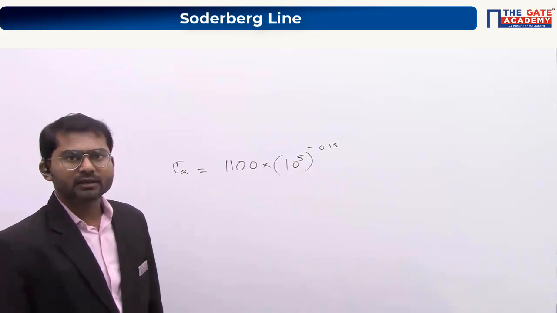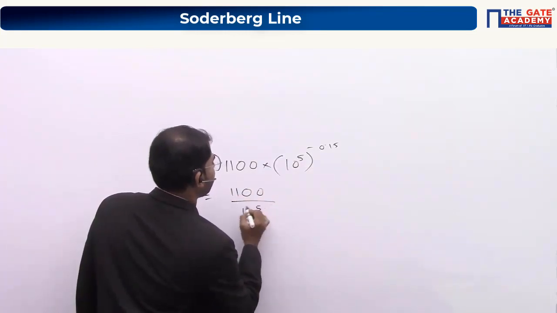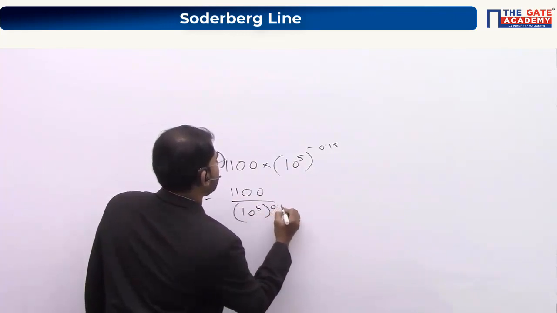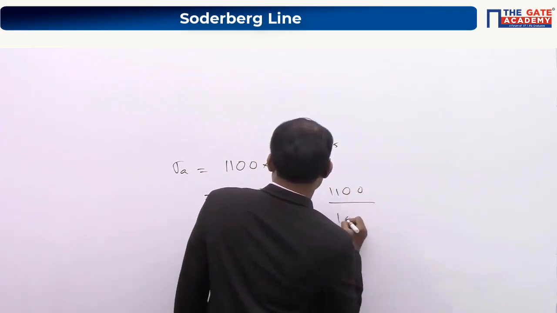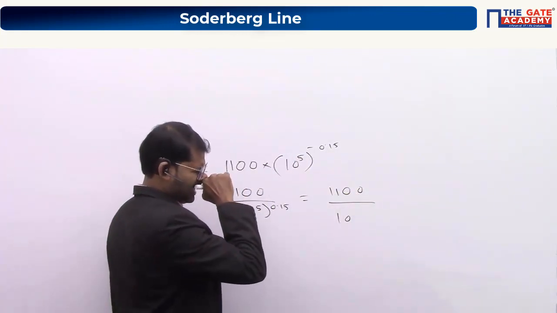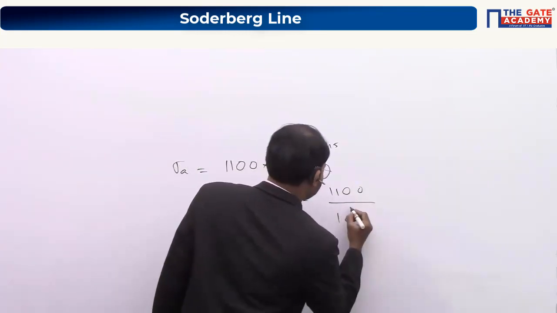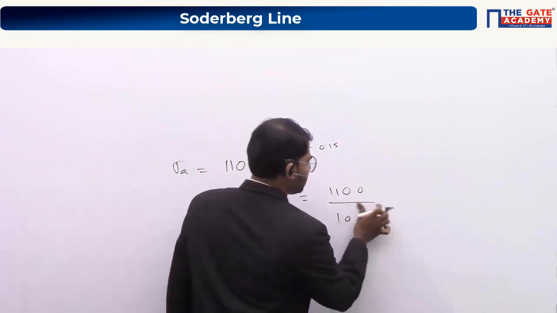Understood, everybody? Clear? If you still want to simplify, you can do like this: 1100 by 10 power of 5 power of 0.15. So this is nothing but 1100 by 10 power of 5 into 0.15. This is nothing but 15 5s are 75. So 10 power of 0.75, 3 by 4, or 0.75, you can keep it still.